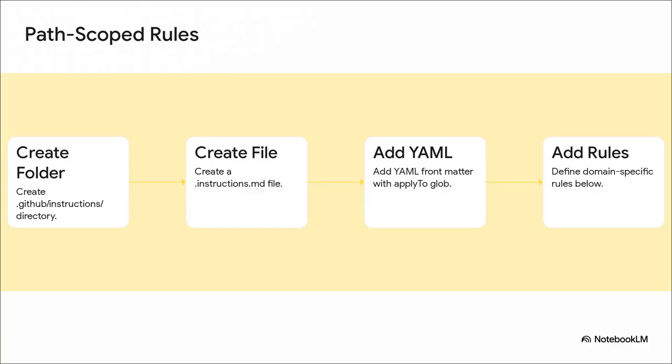But what if you have a massive mono-repo? That's where path-scoped instructions save the day. You create an instructions folder inside .github. Now, these files do use YAML front matter with an apply to glob pattern. This is brilliant because it lets you enforce your React rules specifically on the front-end folder and your .NET rules exclusively on the back-end folder, all without polluting the AI's global context window. When you open a matching file in your editor, Copilot just dynamically loads those specific rules.